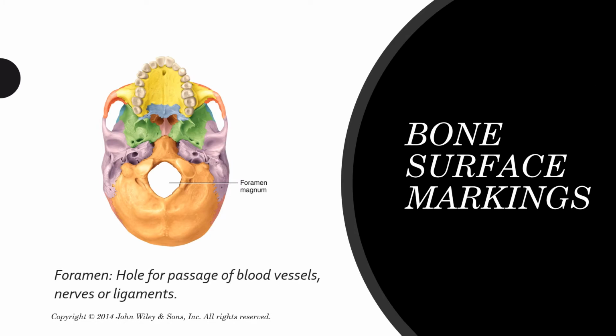A foramen is a larger opening in bone through which blood vessels and nerves travel as well. The optic foramen or the large foramen magnum, these are really good examples of foramina.